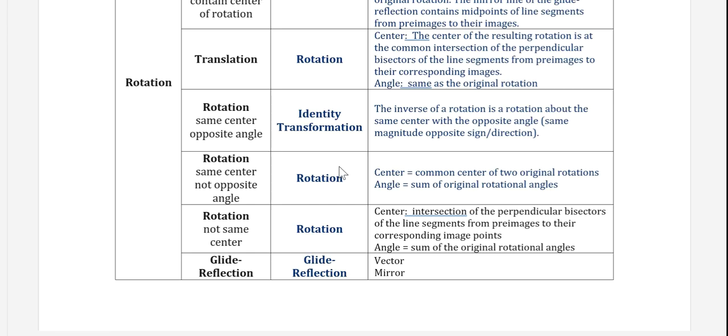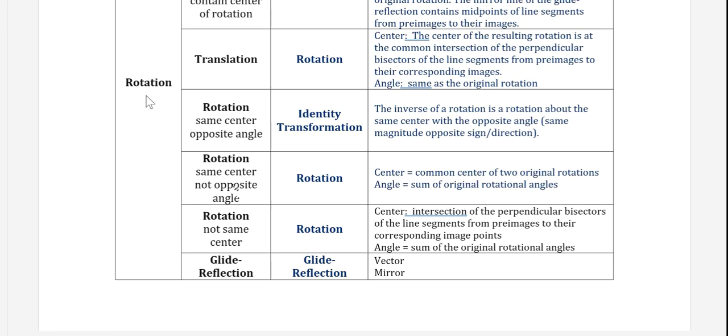If you rotate and then do another rotation with the same center but not an opposite angle, you'll get a rotation. The center will be the common center of the two rotations, and the angle will be the sum of the original rotational angles. That's still true for the identity transformation as well. It's just that the sum then becomes 0 for the rotational angle.